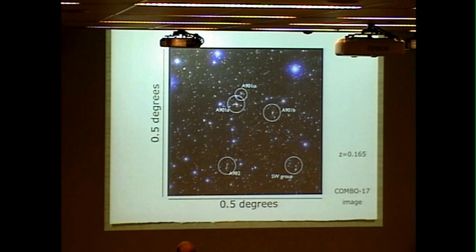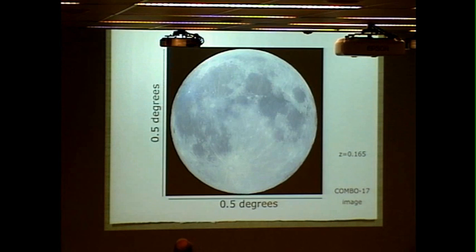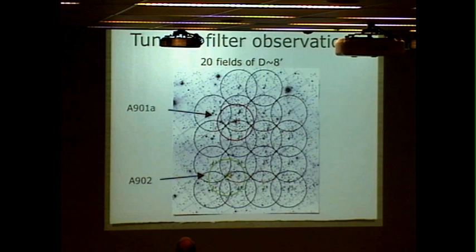This is the COMBO-17 image of this multi-cluster structure. It's 0.5 by 0.5 degrees on the sky, and you can see the different structures outlined. That's about the size of the full moon in the sky. We're placing OSIRIS pointings all over the cluster. There are 20 pointings, and they have a diameter of 8 arc minutes each.